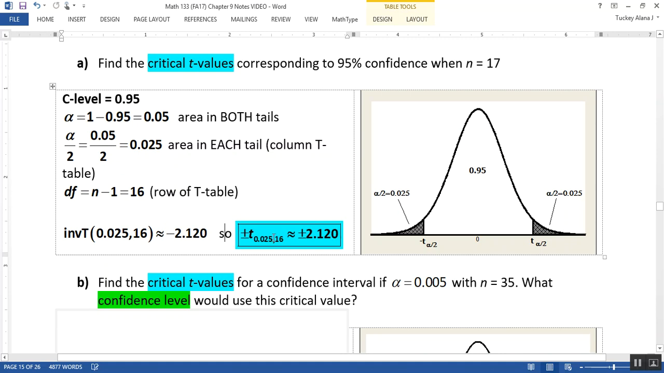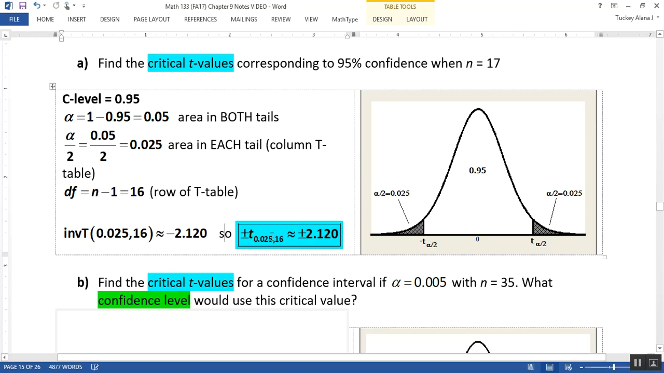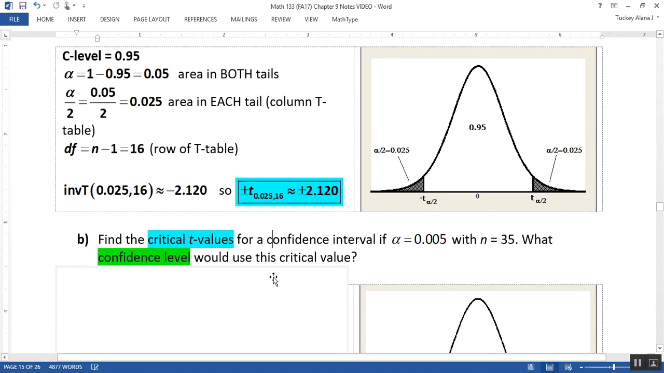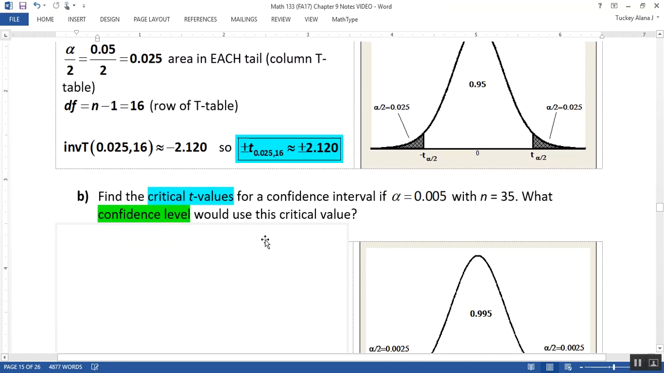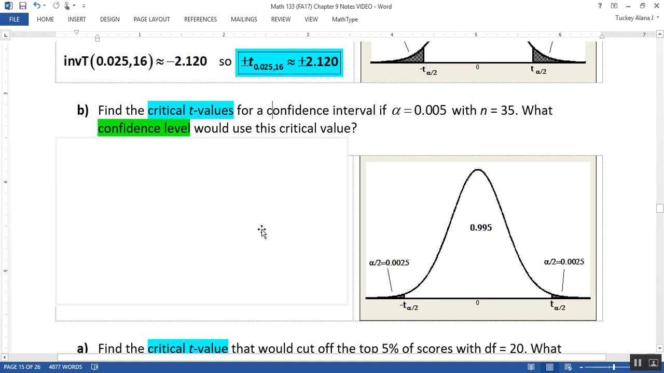And if you want, you could label those as alpha over 2. That's fine. But the more formal way to write it is to say what alpha over 2 was, which in our case is 0.025, and then comma your degrees of freedom, because of course there are a whole bunch of t.025s. There's one for every degree of freedom.